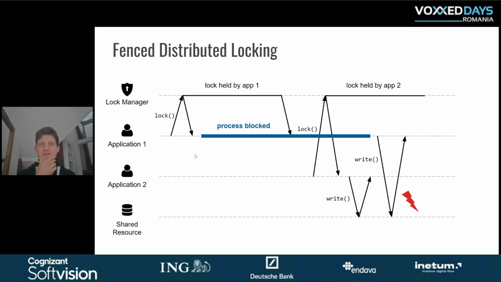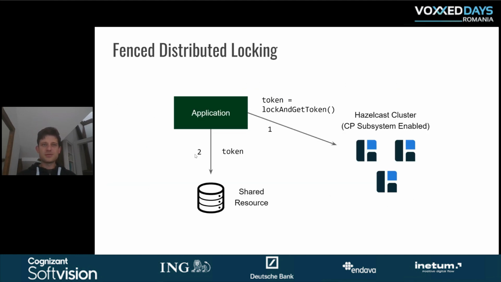So you remember this problem that if one process is blocked, it may think it has acquired the lock, but actually it does not have the lock anymore. And the process can be blocked for some random time. So, how to solve it? We solve it with fencing.